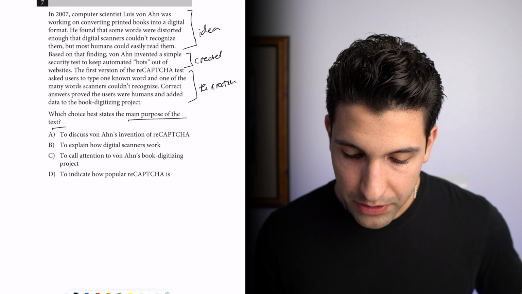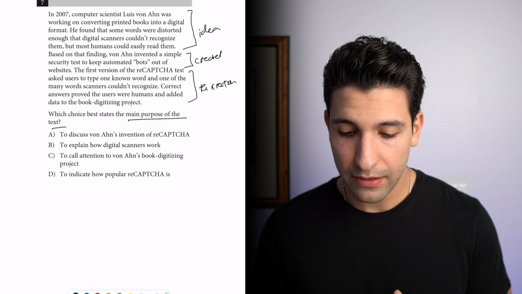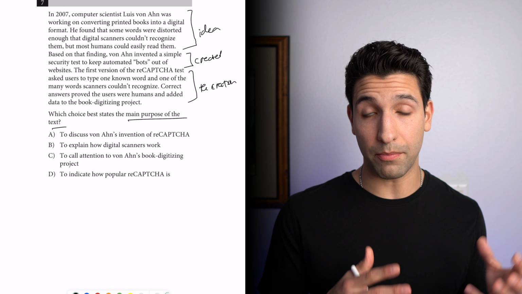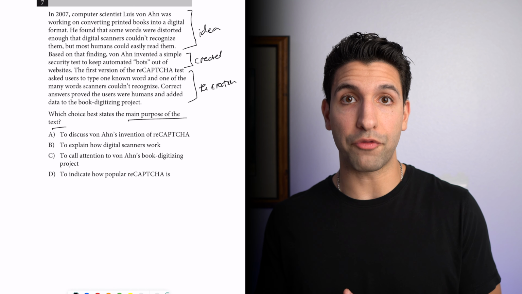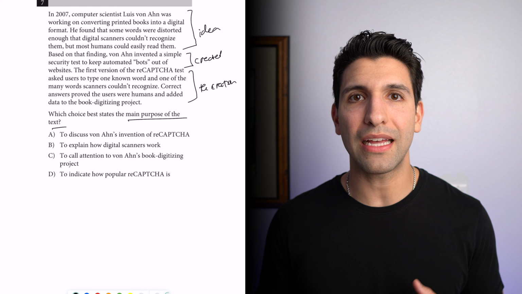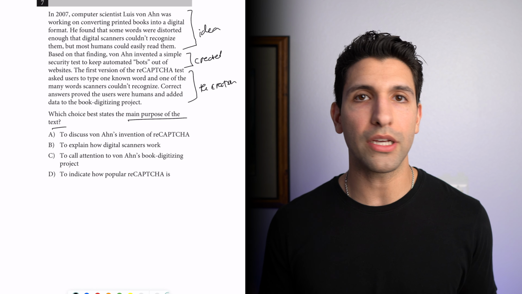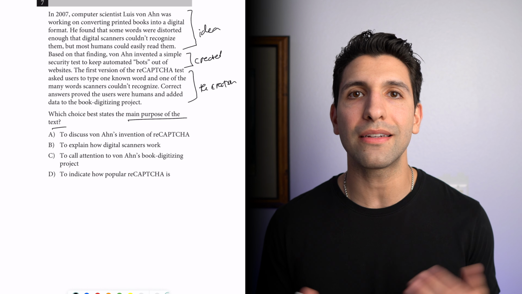So if we look at A, to discuss Von Ann's invention of reCAPTCHA, that does make sense. It talks about who he was, the problem, what he created, and then afterwards. So we can keep that. B is to explain how digital scanners work. That doesn't really capture the essence of the passage because it's talking about more things than just how digital scanners work. So for that reason, it's out.